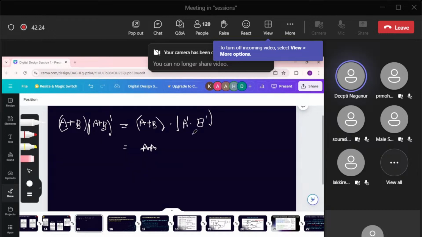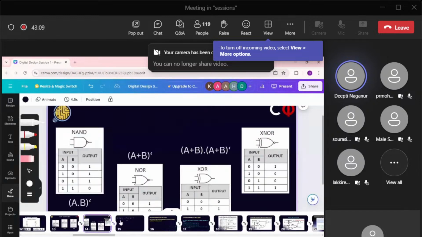Maybe I might have made a mistake here. Just a second. There is some error, I can think there is some problem, but just know that this basically simplifies to AB' + A'B. And what does XNOR simplify to?